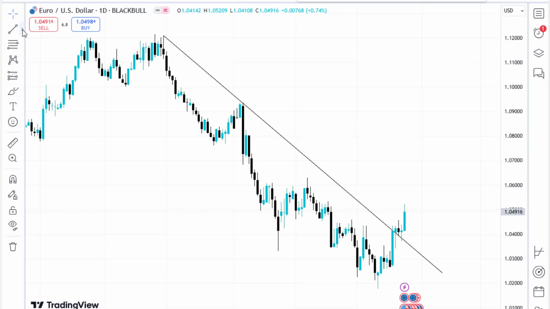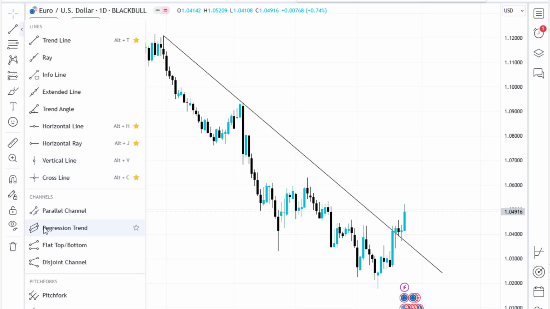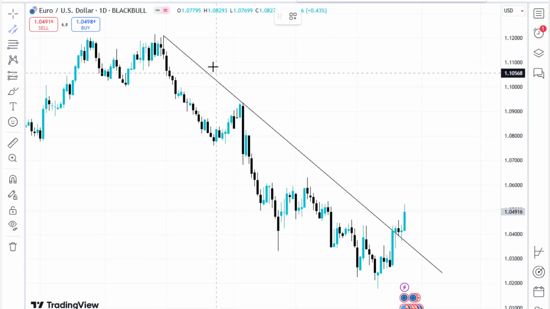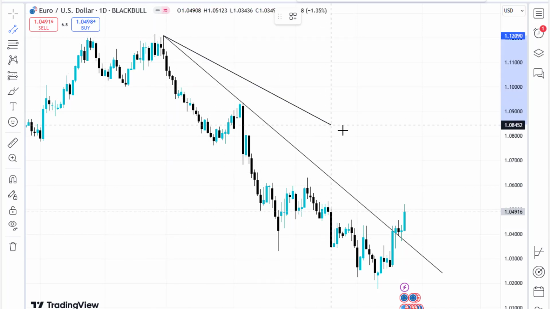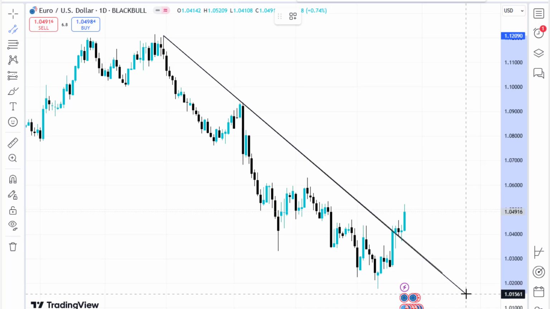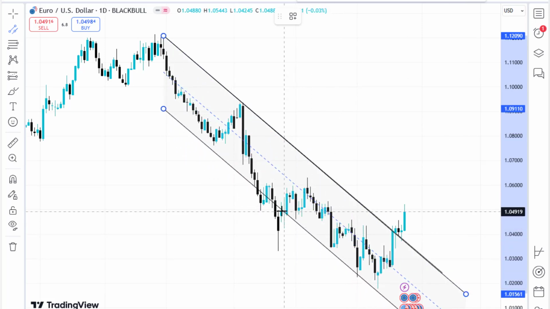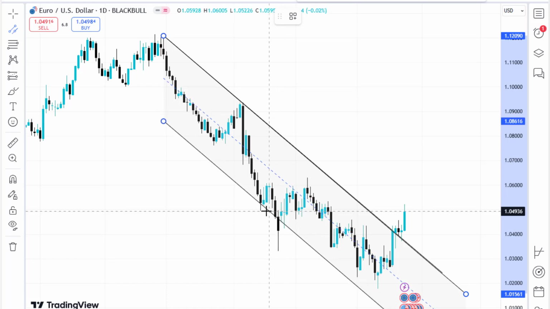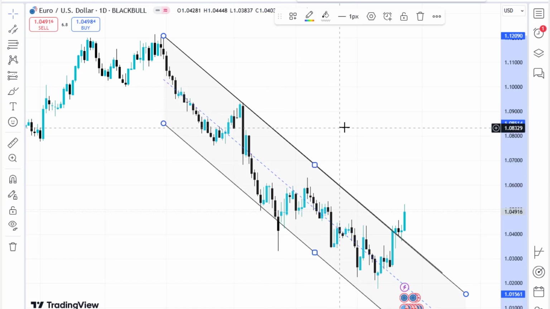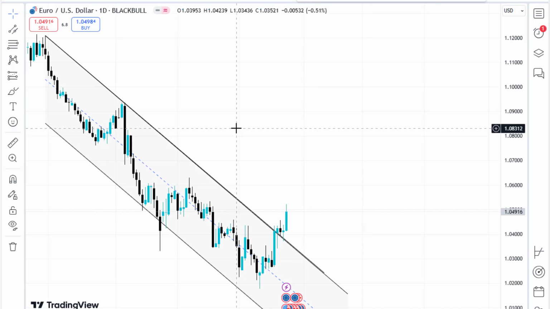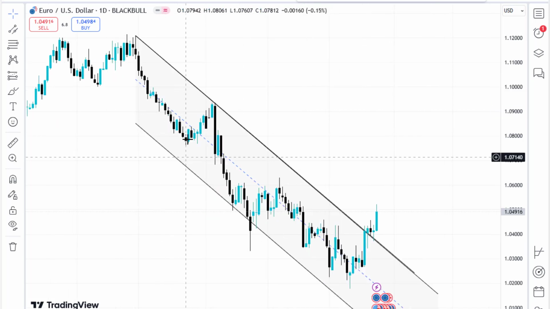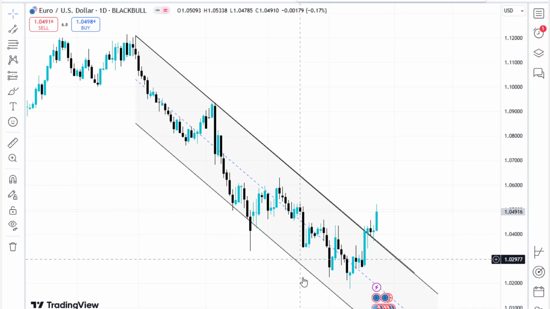You can even start by using a parallel channel, because the parallel channel will draw the trend line on both sides. So it could be like this. When you connect like this with a parallel channel, it plots this out on both sides. It shows you the channel in which price has been moving. Right now, we have lower lows, lower highs, lower lows, lower highs, lower lows, lower highs, lower lows, lower high, lower low.